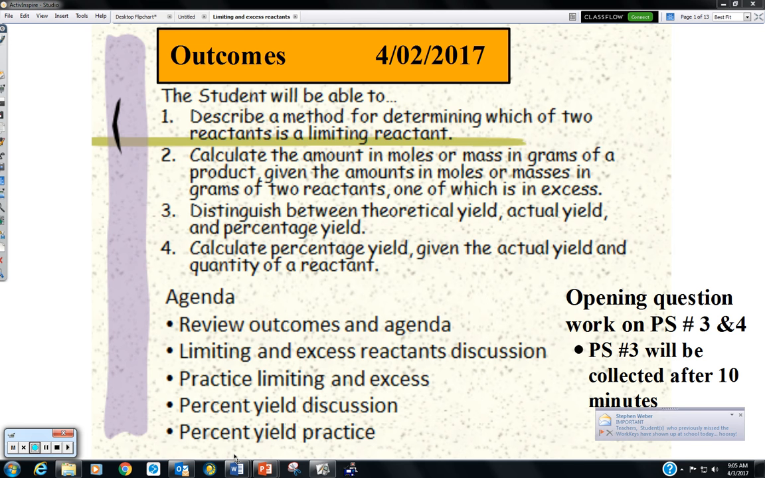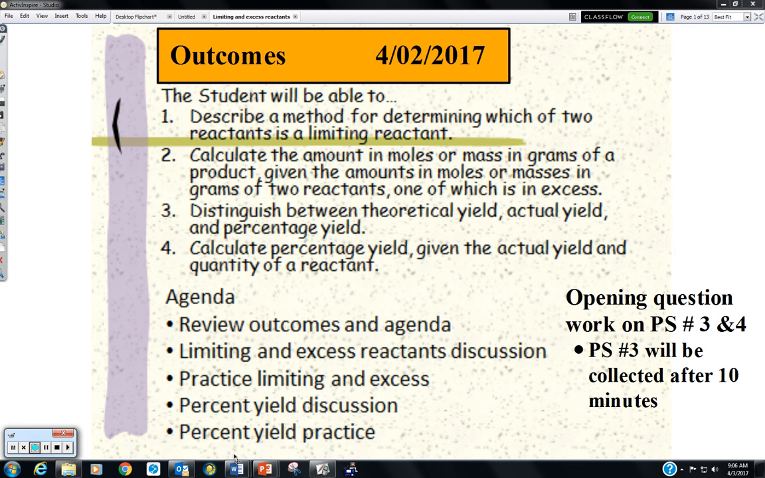So our goals for today: describe a method for determining which of the two reactants is the limiting reactant. And by limiting, that's going to be the one that controls the reaction. The more we start off with, the longer the reaction can go. Once it's used up, the reaction stops. So we'll calculate the limiting reactant. We'll calculate the amount of moles or mass in grams of a product given the amounts of moles and masses. So that's, again, gram to gram, mole to mole.